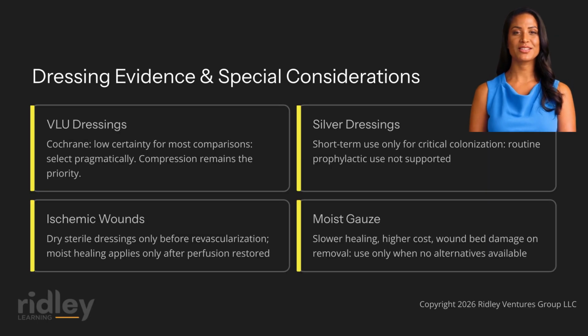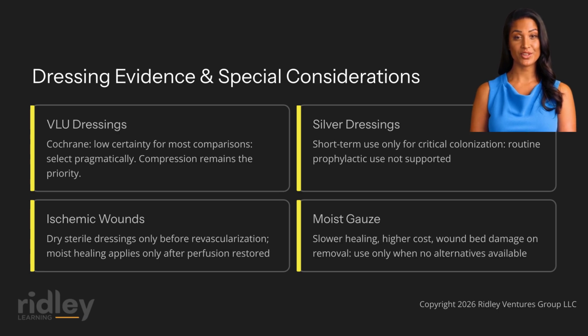A thorough Cochrane systematic review of dressings and topical agents for treating venous leg ulcers evaluated multiple dressing types within a network meta-analysis framework, providing the most rigorous comparative effectiveness data available for dressing selection in this population. The review found that the certainty of evidence comparing different dressing types was generally low, with most comparisons limited by small sample sizes, methodological heterogeneity, and risk of bias.